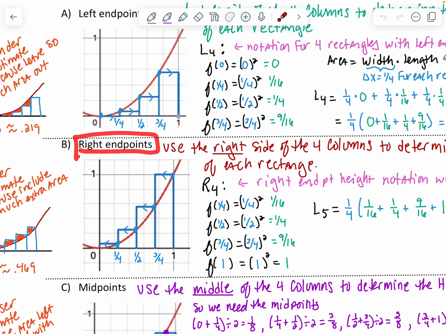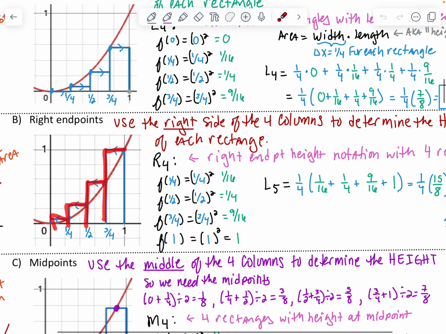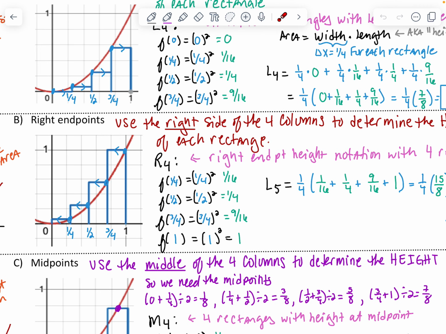So instead of underestimating, let's try those right endpoints. Let's take those exact same columns that we had, the 1, 2, 3, 4 columns, but this time when we look at the graph in a column, we want the right side of each column to be touching the graph, which means we're going to have to head to the left and then straight down. Hopefully you can see these rectangles a little bit more clearly.